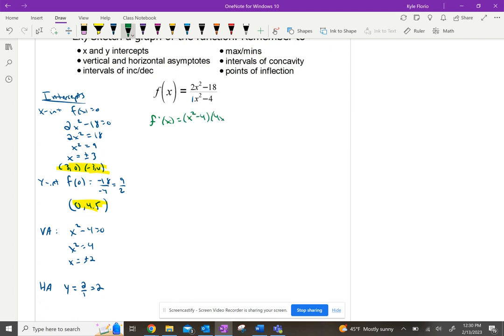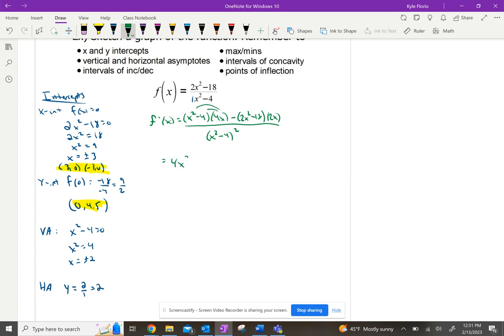Low d high minus high d low, over low squared, or low low. So yeah, let's just do it out. Do the distributive property here.